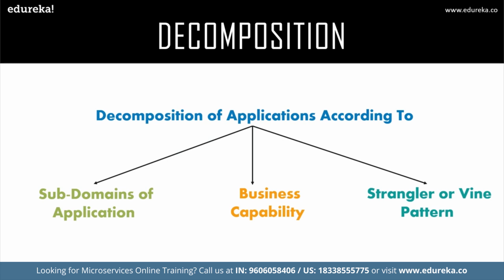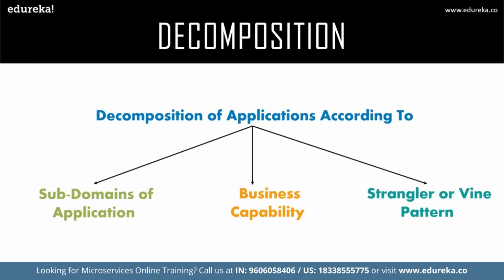Either you can decompose microservices by business capabilities or by domains, right? Now, obviously, these patterns might sound very feasible to you. But yes, these patterns are not feasible for a big monolithic application. This is because identifying subdomains or business capabilities is not an easy task for big applications, right? So the only way to decompose big monolithic applications is by following the vine pattern or the strangler pattern.